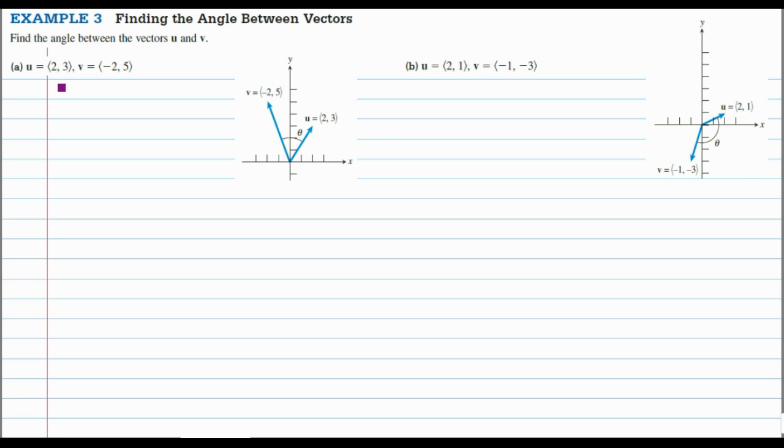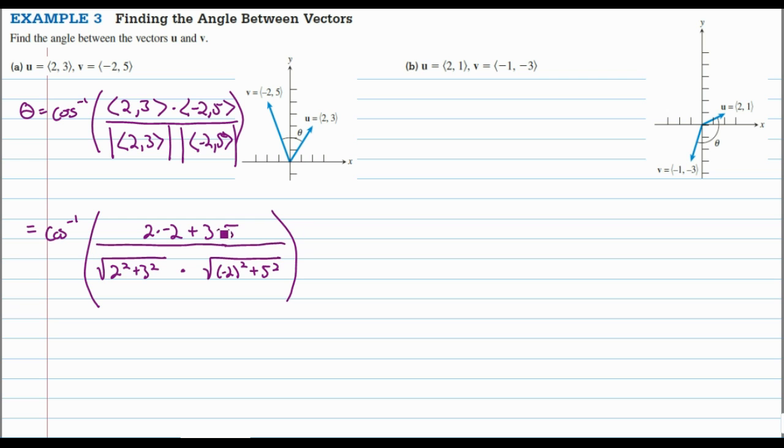So in part A of example 3, we're given the vectors u, which is <2, 3>, and v, which is <-2, 5>. To be able to find the angle between them, I'm going to take the inverse cosine of the dot product of the two vectors divided by the product of the magnitudes of the two vectors. In the numerator, the dot product is multiplying the x-coordinates and then adding the product of the y-coordinates. The magnitude of each vector is the square root of its x-coordinate squared plus its y-coordinate squared. And I get that the angle is 55.5 degrees.